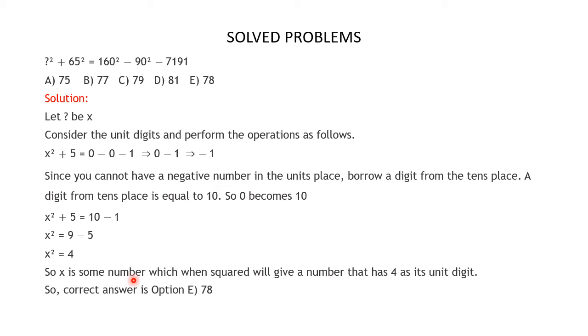So x is some number which when squared will give a number that has 4 as its unit digit. Now when you look at all these numbers in the answer options, you'll see that only the answer option E, that is 78, which when squared will give a number that has 4 as its unit digit, because 8 squared is 64 and 64 has 4 as the unit digit. So 78 squared will give a number that has 4 as its unit digit. So the correct answer is option E, 78.